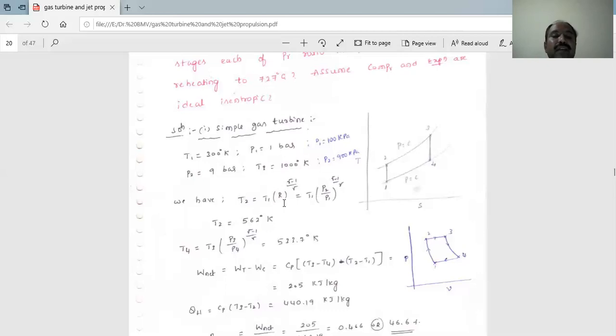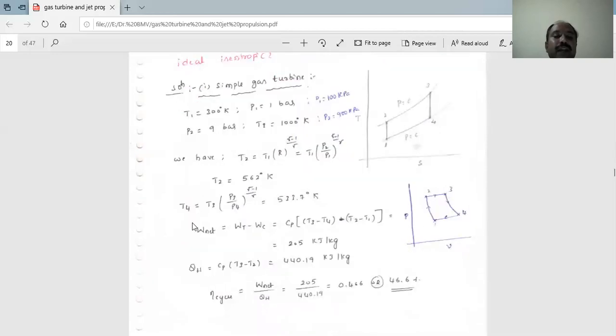That is, you can call the pressure ratio R, R to the power of gamma minus 1 divided by gamma. T2 becomes 562 degrees Kelvin. Then T4 divided by T3 is equal to P3 divided by P4 to the power of gamma minus 1 divided by gamma, which is also equal to 533.7 degrees Kelvin. Then W net is equal to WT minus WC.